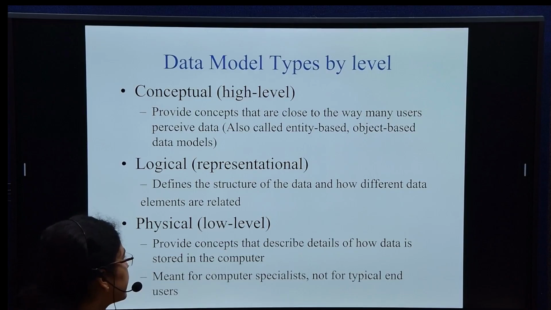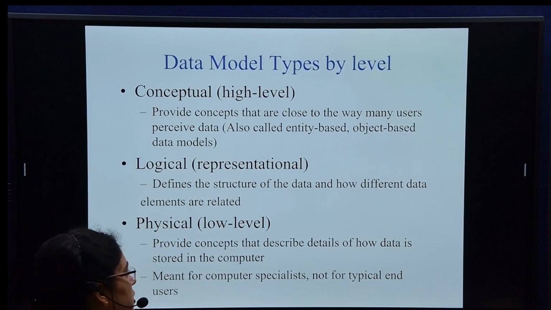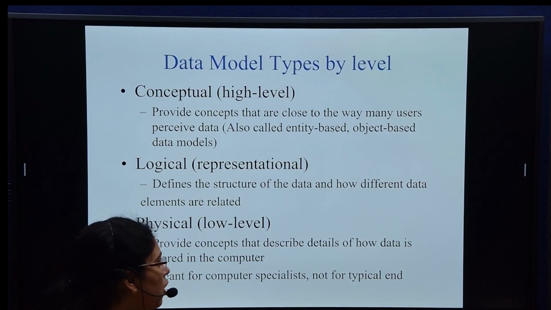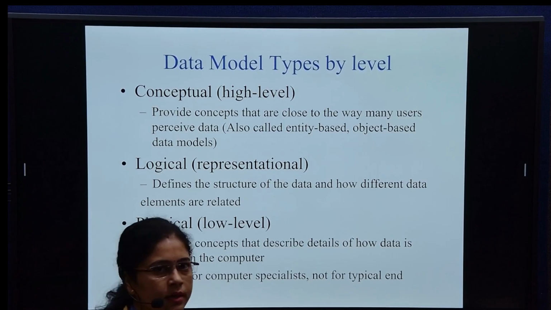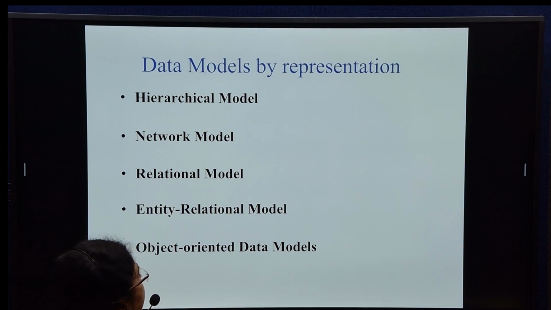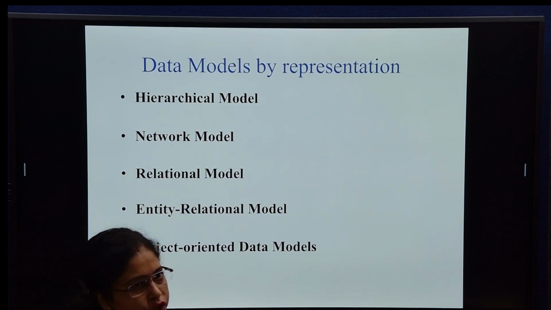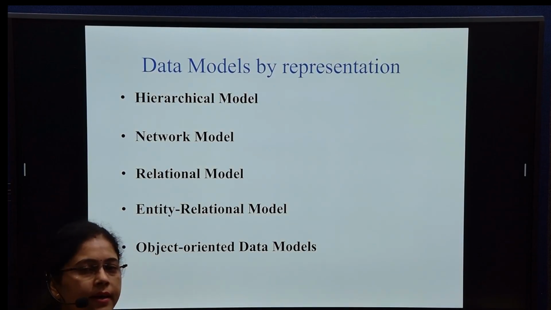Next is the physical data model. This is a low level data model which provides concepts that describe the details of how data is stored in the computer, and it is meant for computer specialists, not for typical users. There are also different types of data models by representation. There are 5 types: hierarchical model, network model, relational model, entity relational model and object oriented data model.